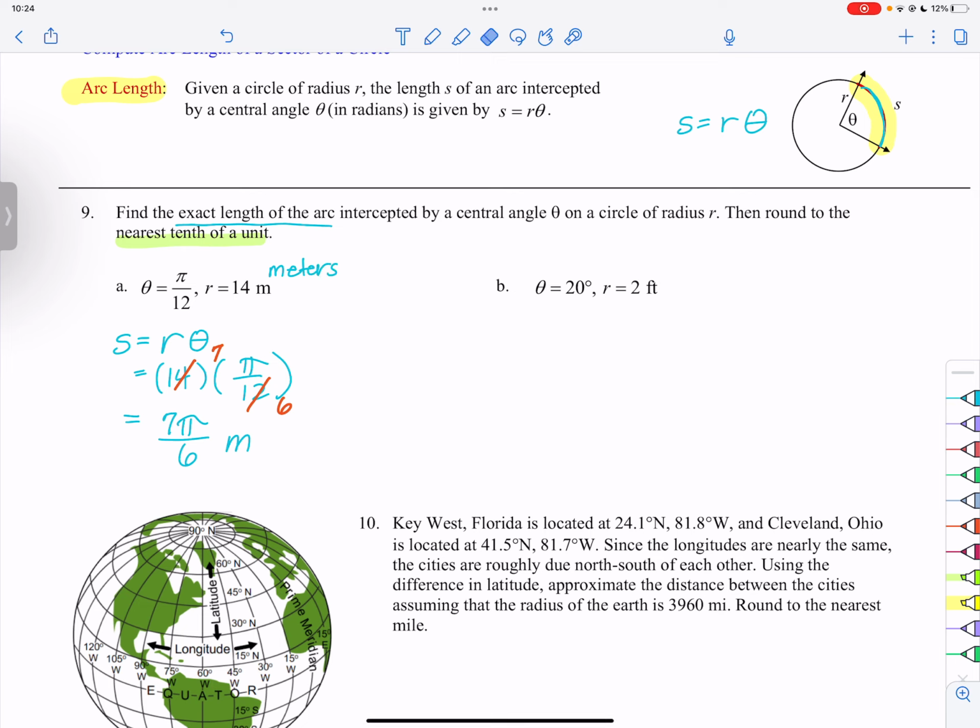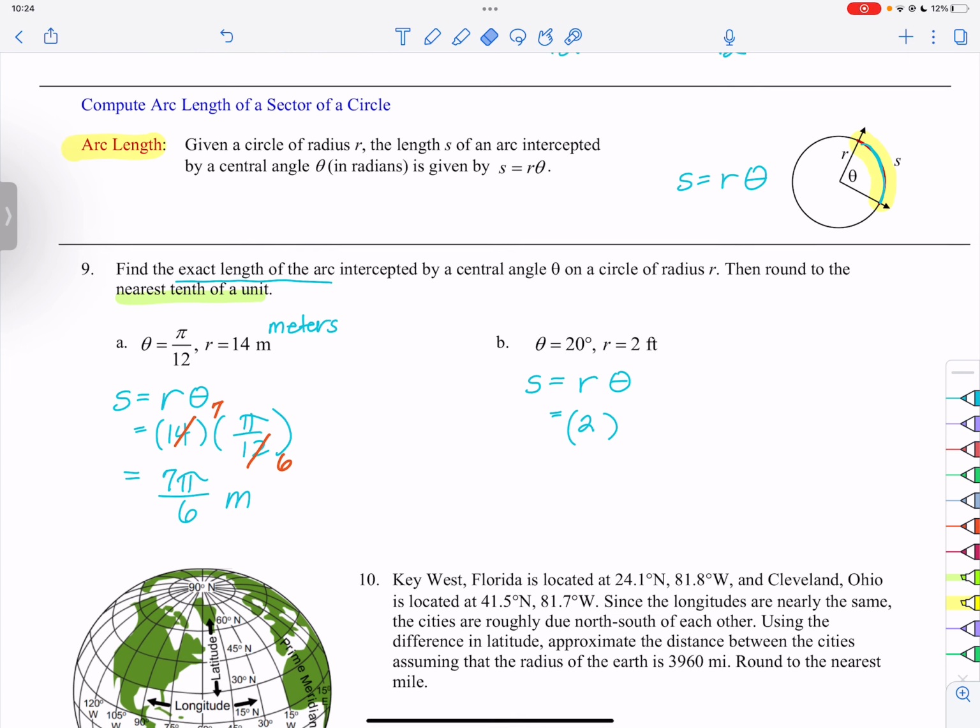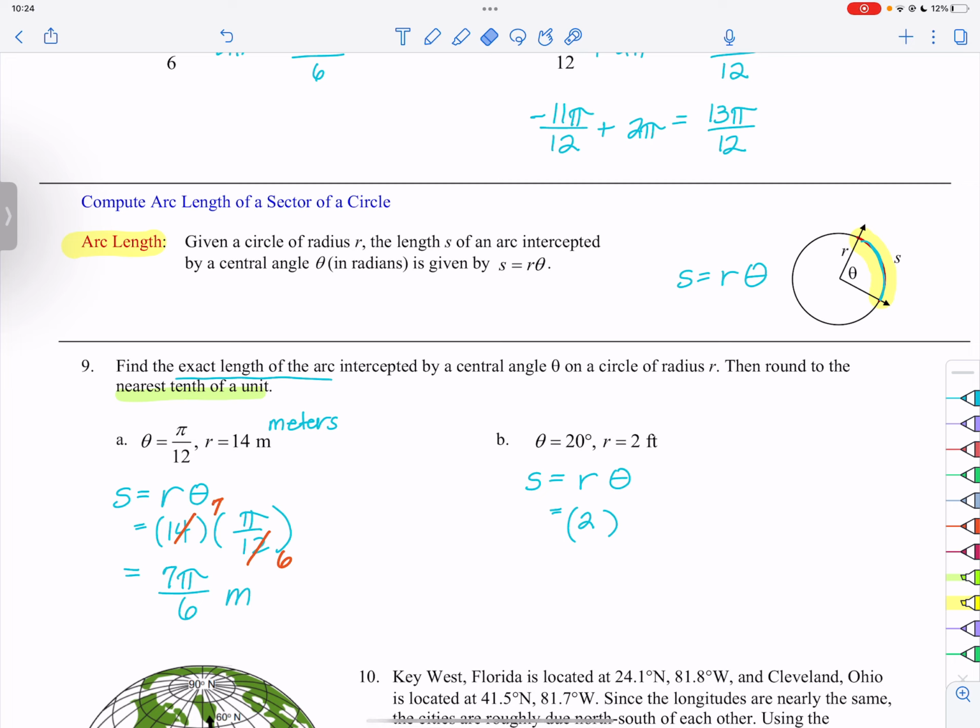Now let's try B. We're given angle measure in degrees and r, but we still use the same formula. So the arc length is r theta, and that's going to be 2 times 20 degrees. And I really should put feet in there, but I try to just wait on my units until I'm finished. 2 times 20. Well, actually, we need this in radians. Sorry about that. Because we have to have theta in radians only.